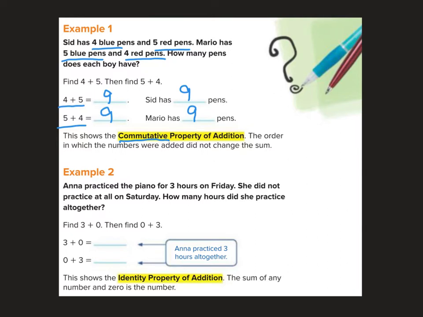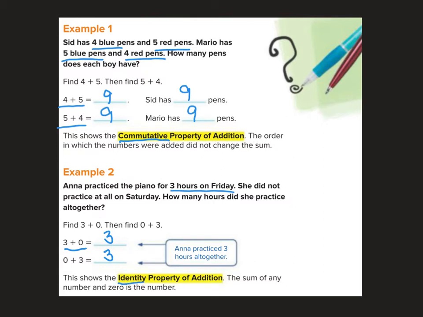Here's example 2. Anna practiced the piano for 3 hours on Friday. She did not practice at all, 0 hours, on Saturday. How many hours did she practice altogether? So I can do 3 plus 0, which is itself, 3. And 0 plus 3 is 3. Anna practiced 3 hours altogether.